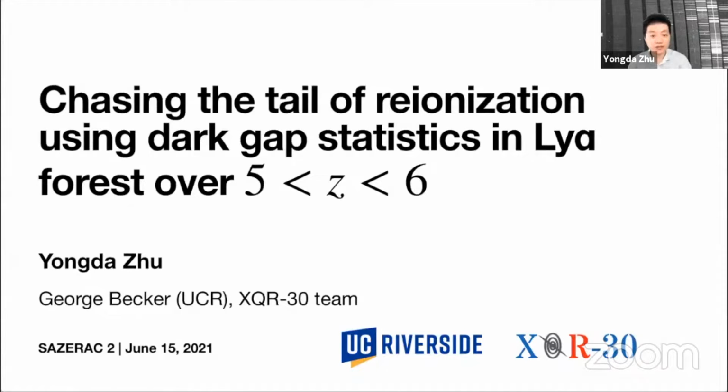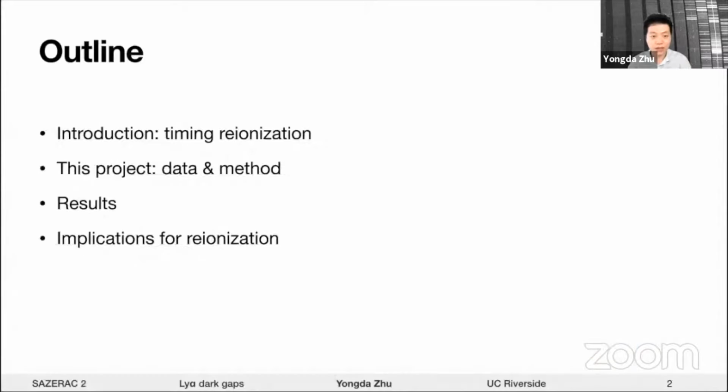I'm very honored to have this opportunity to introduce our new observations near the end of reionization using dark gap statistics. This work is done with Professor Judge Becker and the XQR-30 collaboration. So I will start with a brief introduction of our scientific case, our method, and finally the results and discussion.